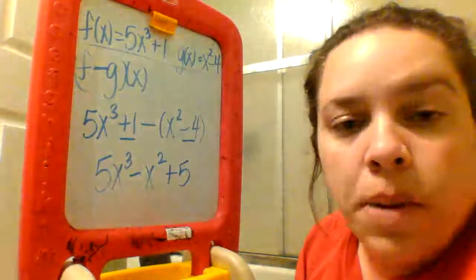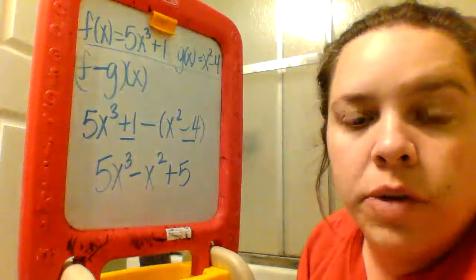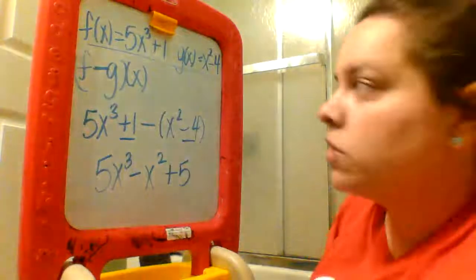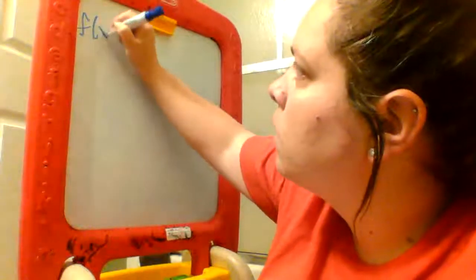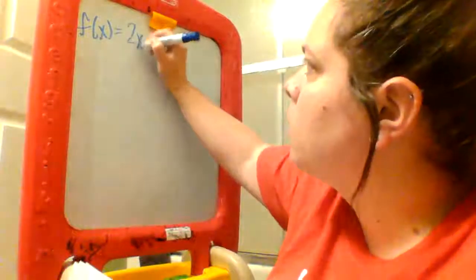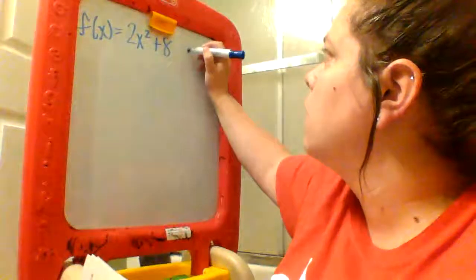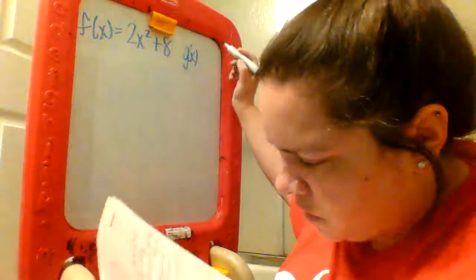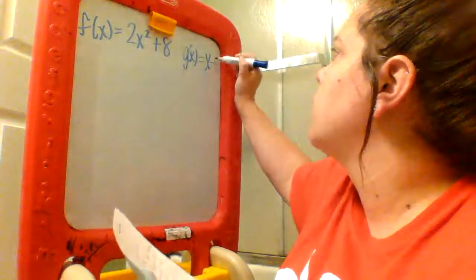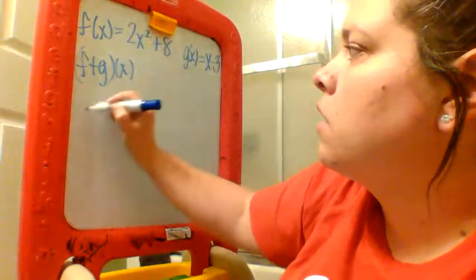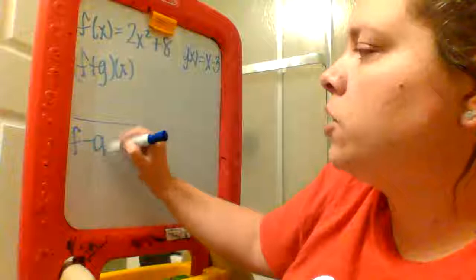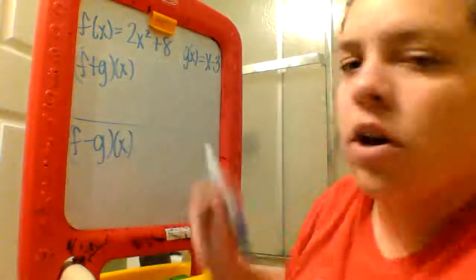Okay. All right, I'm going to write another one up here. It's going to be your turn to pause me after I write it up here, and I want you to do f plus g of x and f minus g of x. And then g of x will be x minus 3. All right, so I want you to do f plus g of x and f minus g of x. Pause me here and go for it.